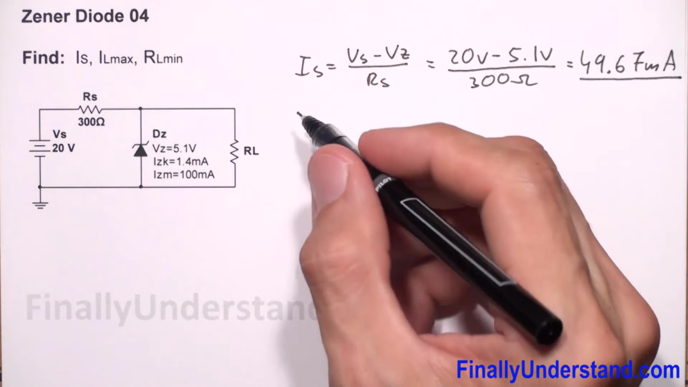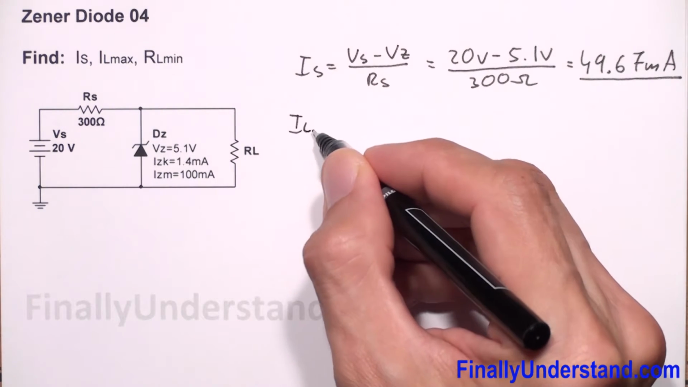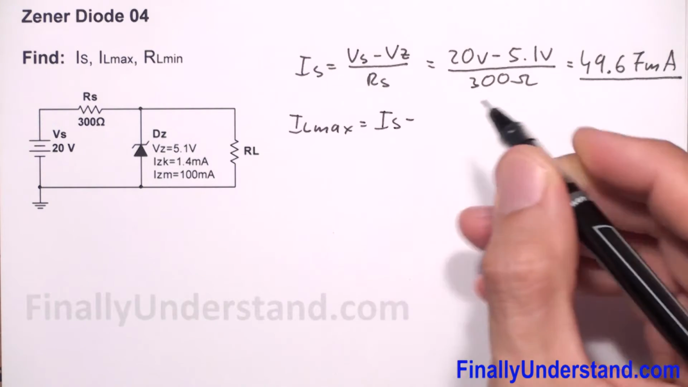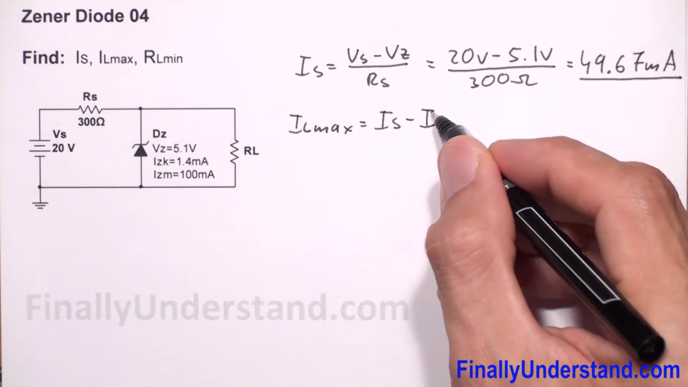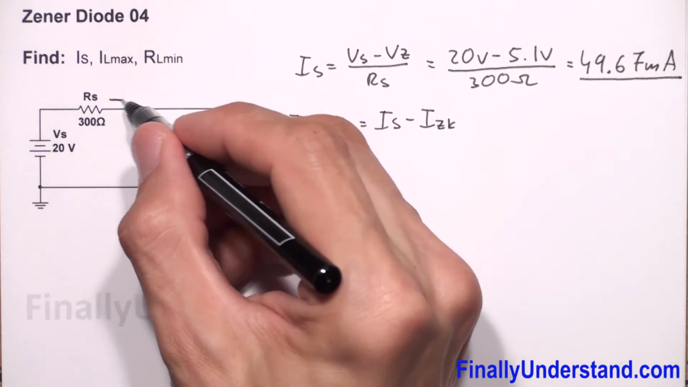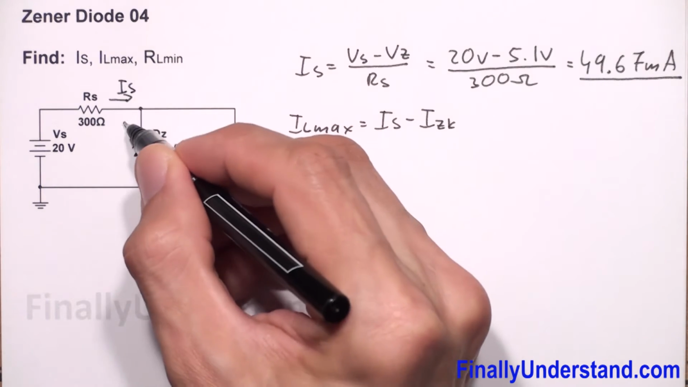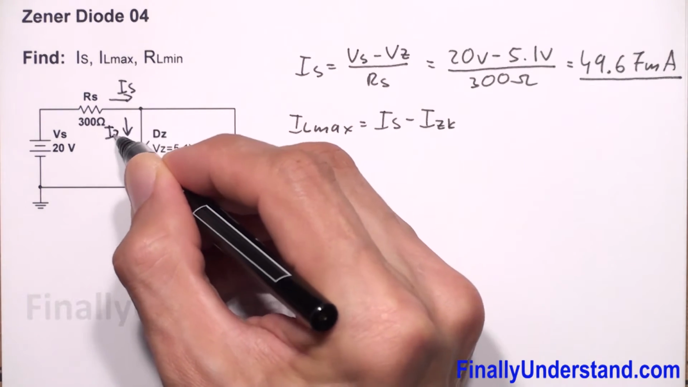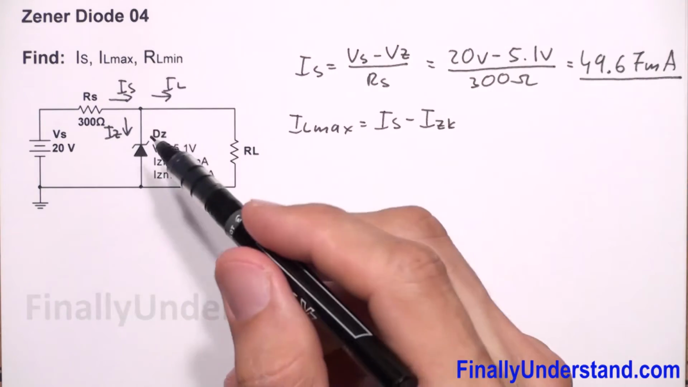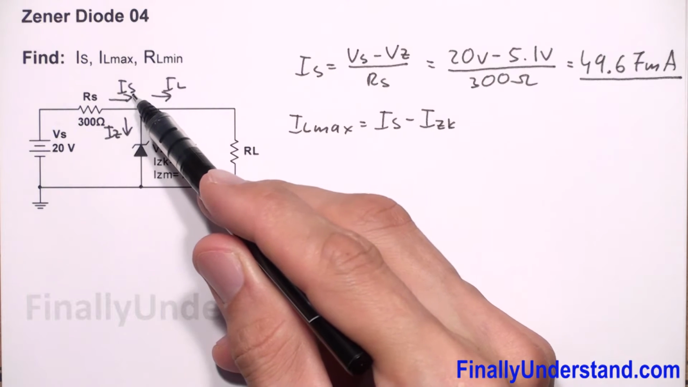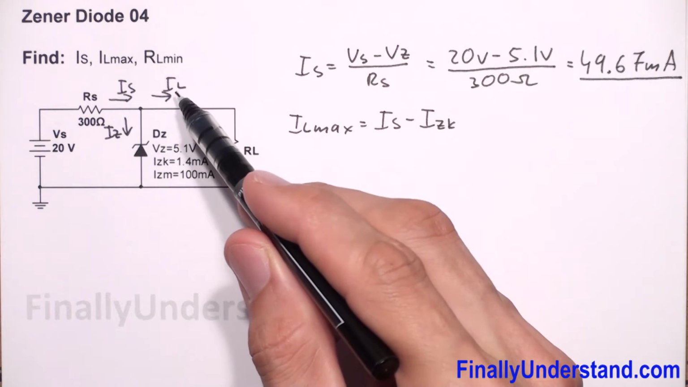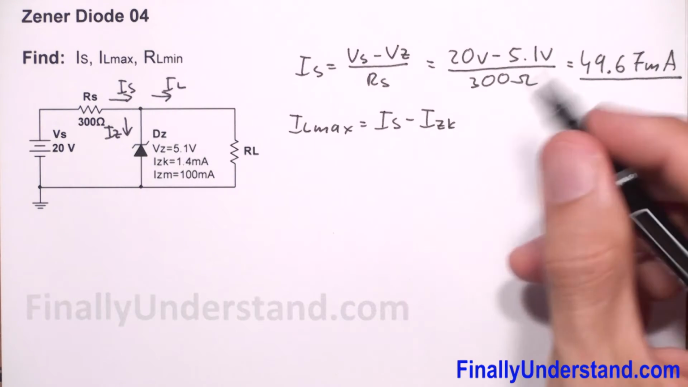Next, I'm supposed to find ILmax. ILmax is equal to IS minus IZK. Okay, so I'm using KCL. This is my IS, this is my IZ, and this is my IL. I'm supposed to simply realize that if I subtract from IS the minimum current of my Zener diode, I'm going to obtain the maximum IL. That's why I'm using this formula.